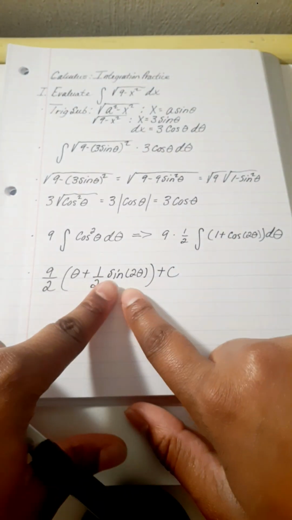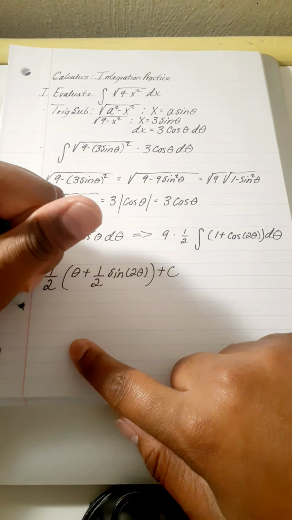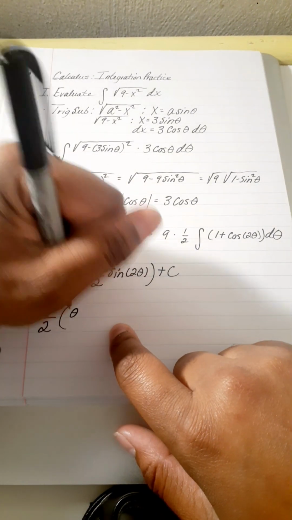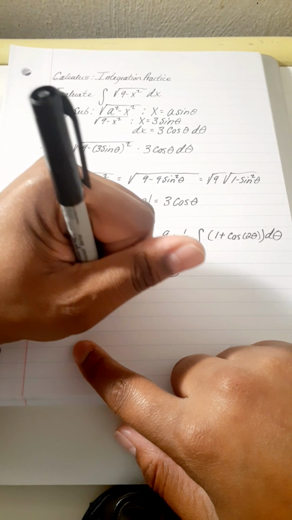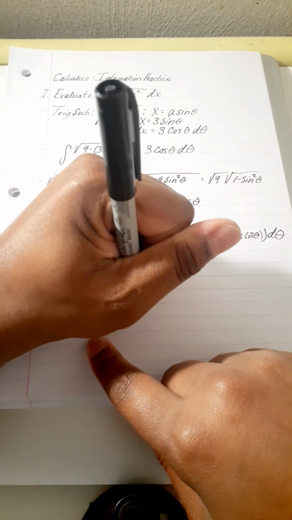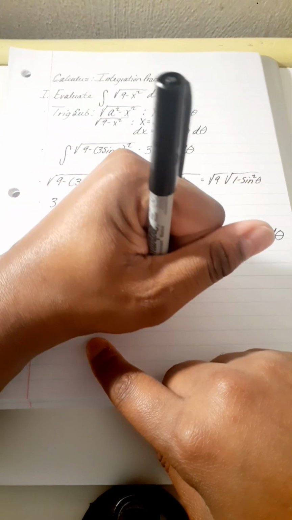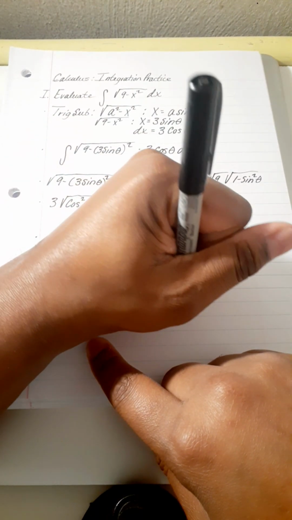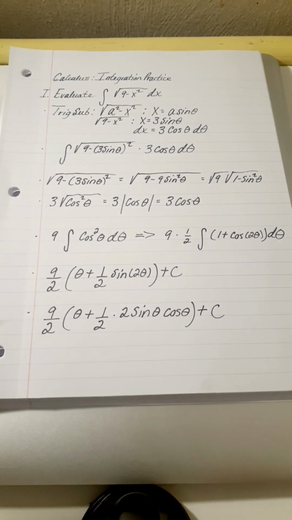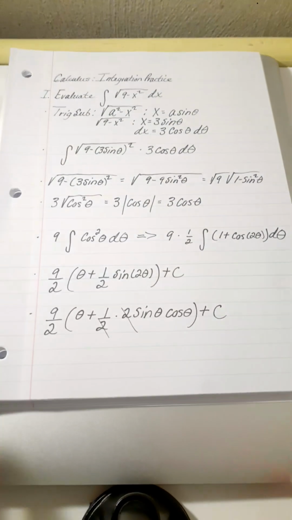Now I can use a double angle identity for sine of 2 theta. So this is going to be 9 over 2, and this will be theta, and this will be plus 1/2. Remember, sine of 2 theta, I can write that as 2 sine theta times cosine theta, and then again tack on a plus c at the end here. And as you can see, the 2's would just cancel out.